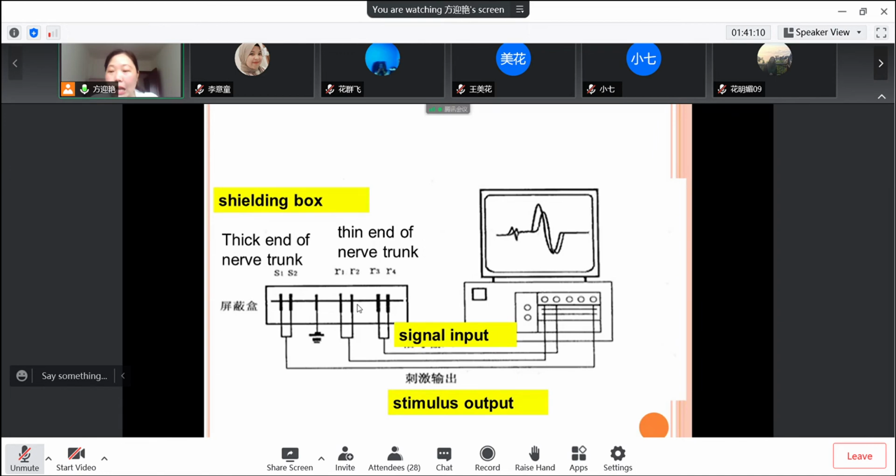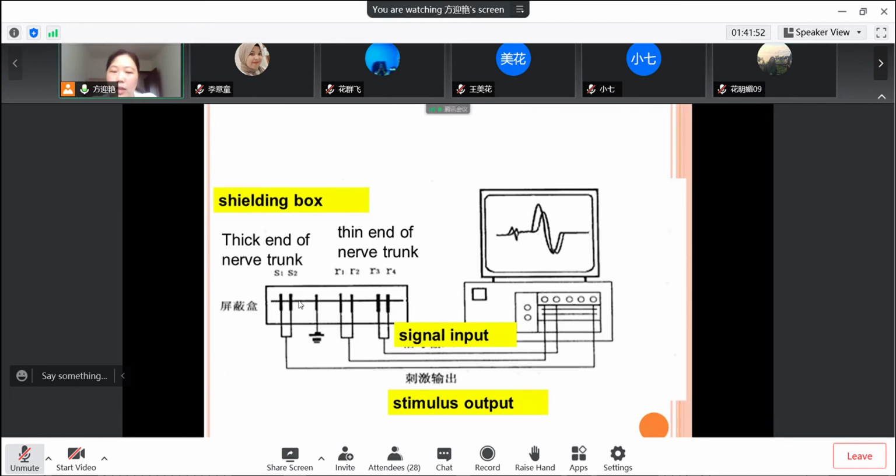Different nerve fibers also have different excitation, and we also see the action potential. On the computer there is a schedule where we can set the stimulation period or stimulation amplitude. Then the stimulation output reaches and needs to stimulate the nerve trunk.